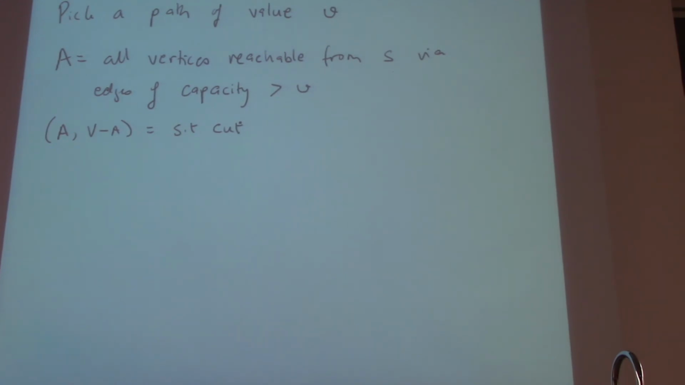Okay, what's the capacity of this cut? Remember, the capacity of this cut consists of all edges going from A to V minus A. Each of those edges must have capacity less than or equal to V, by definition, because it's not reachable anymore, right? So therefore, we can say that the capacity is at most E times V, because there are at most E edges between A and V minus A. Each of them has capacity which is less than or equal to V.